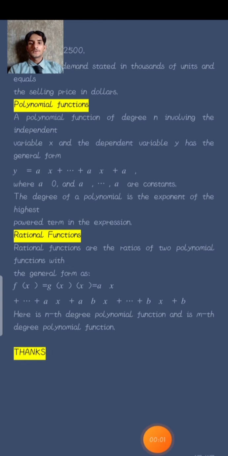Polynomial function. A polynomial function of degree n involving the independent variable x and the dependent variable y has the general form here. The degree of a polynomial is the exponent of the highest power term in the expression. Rational functions are the ratios of two polynomial functions with the general form as here, where the numerator is an nth degree polynomial function and the denominator is an mth degree polynomial function.